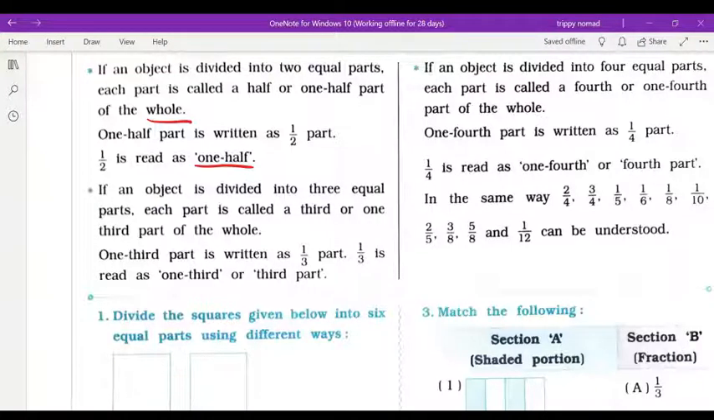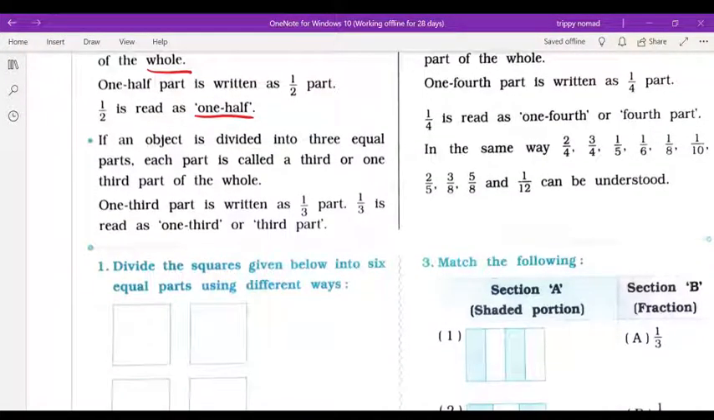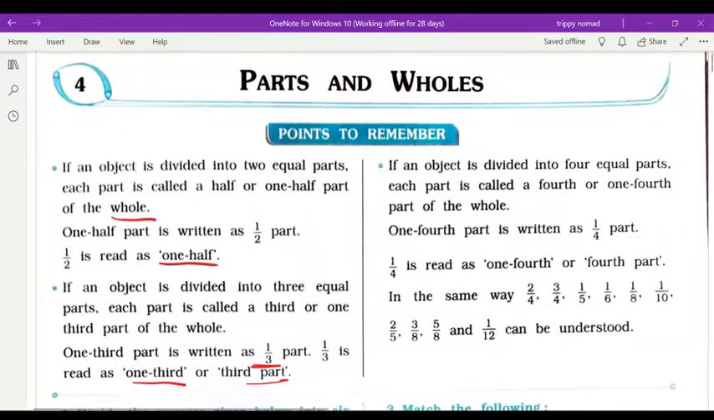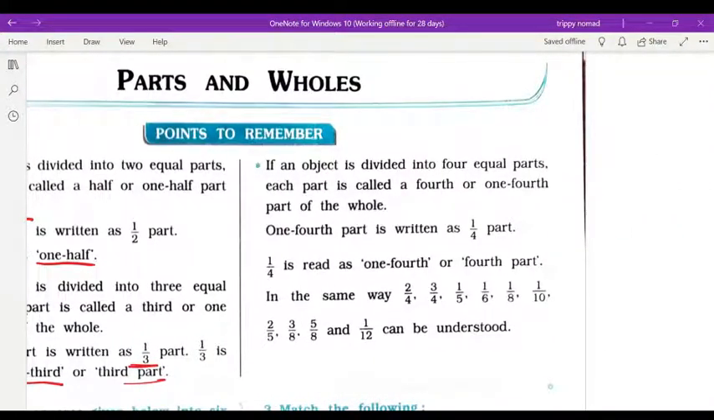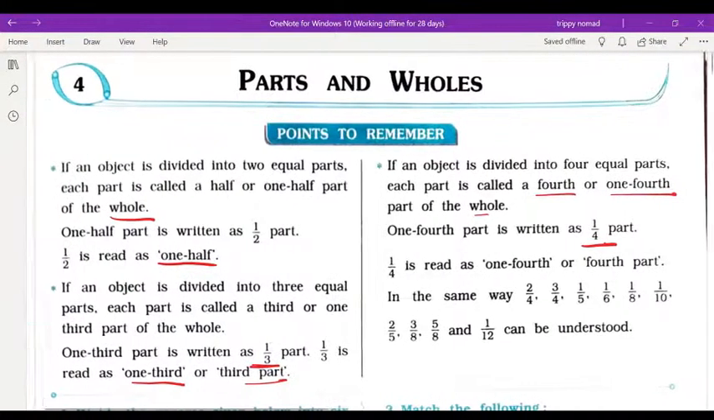If an object is divided into three equal parts, then each part is called one third part. You will write it like that. In fractions, it is called parts. If an object is divided into four equal parts, then each part is called one fourth or a fourth part of a whole, and it is written as 1 by 4. Understood, I hope.